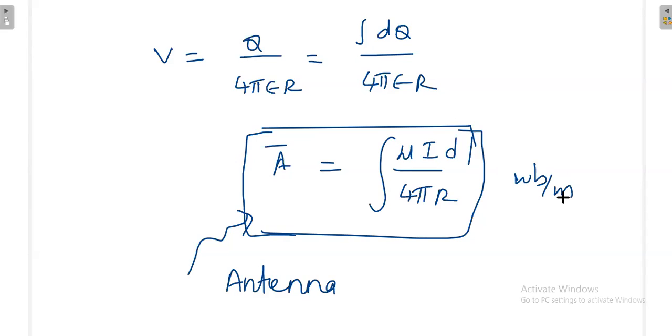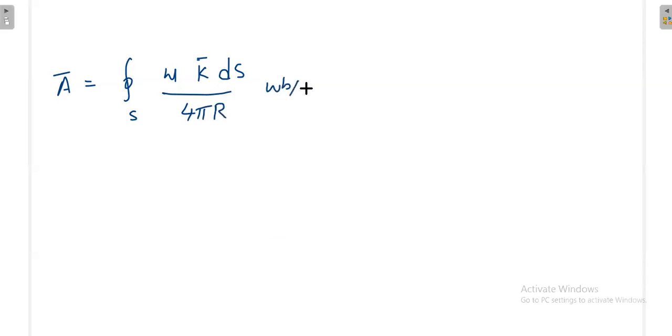Okay, similarly, what is the vector magnetic potential due to the surface current? Very simply, you can replace that integral by the surface integral. If it is a surface, the vector magnetic potential is equal to integral mu K dS divided by 4 pi R, where K is the surface current. Weber per meter.